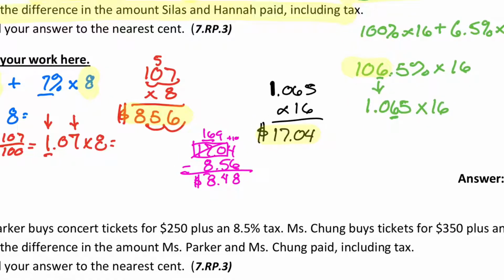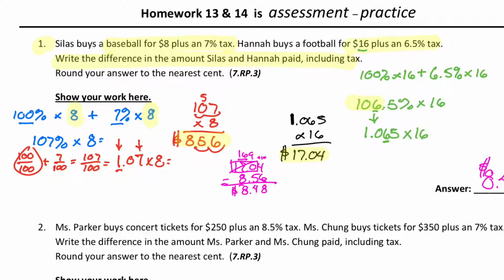Okay? So there were two main things going on. One was finding out how much Hannah paid. The other was finding how much Silas paid. And then we had to find the difference between the two.